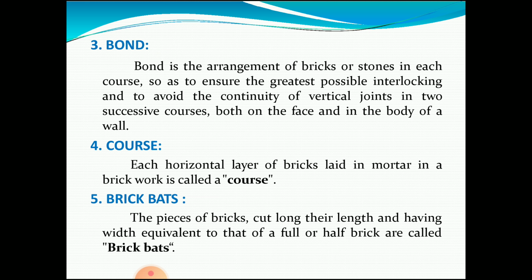Now we start with the bonds. What is meant by bond? Bond is the arrangement of bricks or stones in each course so as to ensure the greatest possible interlocking, and to avoid the continuity of the vertical joints in two successive courses, both on the face and in the body of the wall. So the bond is specially constructed to avoid the continuity of the vertical joints in two successive courses.